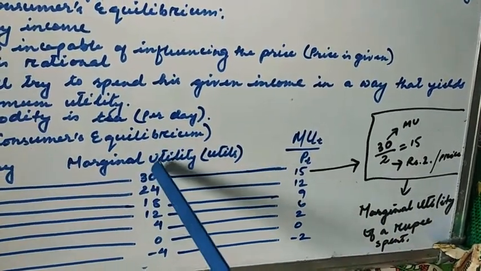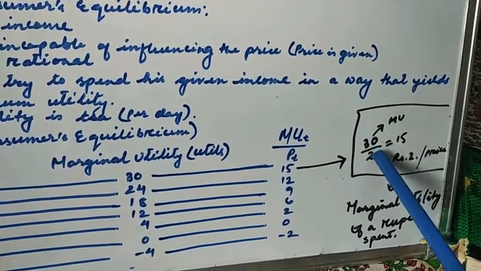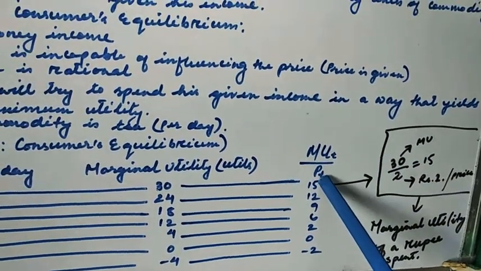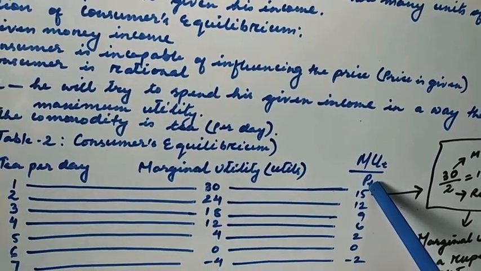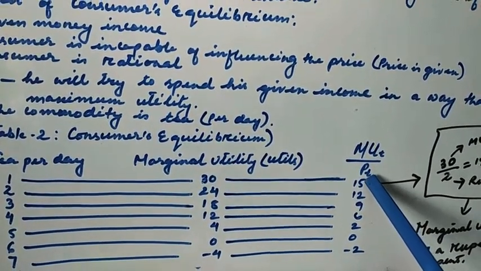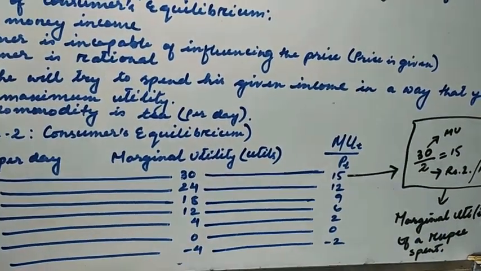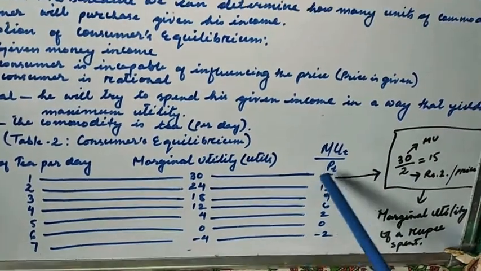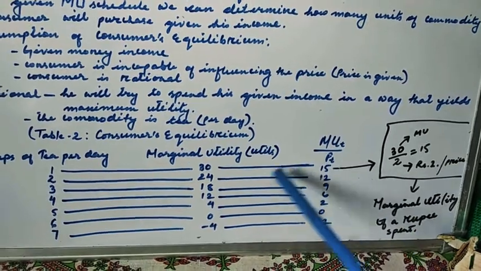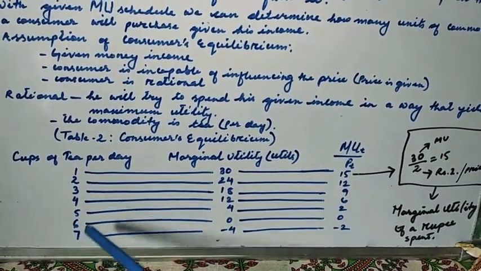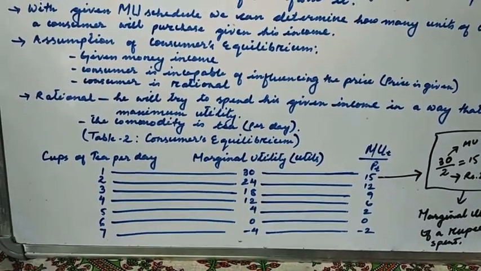Marginal utility is 30 and the price of each cup of tea is 2 rupees. When we divide these two, we get 15. That 15 is the marginal utility of a rupee that is spent. We get 15 by dividing the marginal utility by the price of the cup of tea, that is rupees 2. So we get a different marginal utility of a rupee for each amount of cups of tea consumed per day.